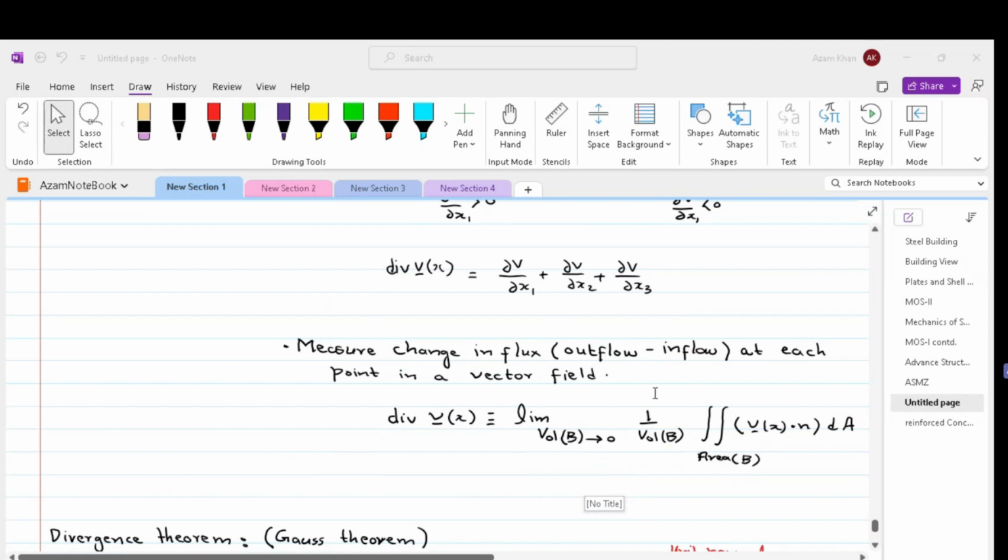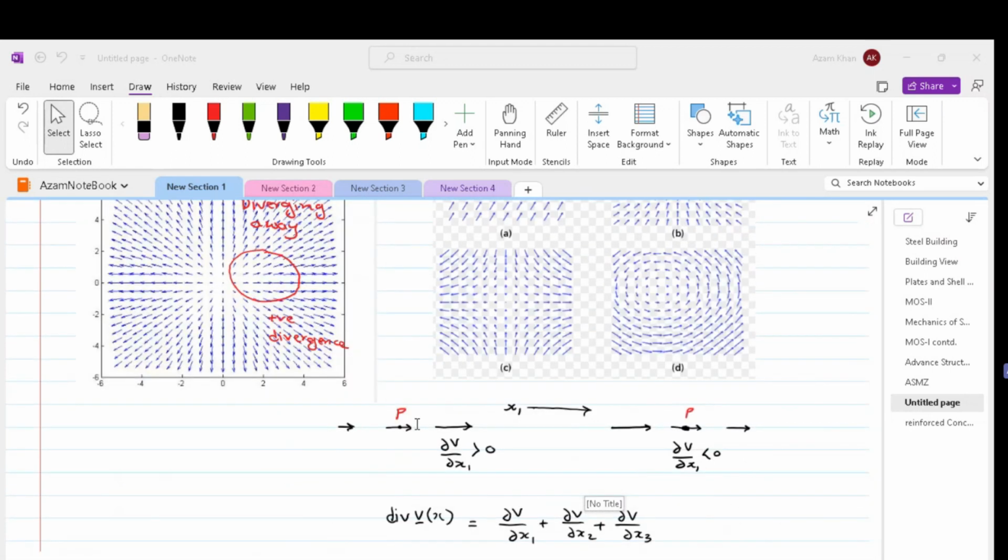Therefore, we can say that in divergence, we take a very small infinitesimal area or a small infinitesimal body and find the flux around it. By flux, we mean any value of the function. The flux can be a displacement, it can be a flow, or it can be stress at a particular point.